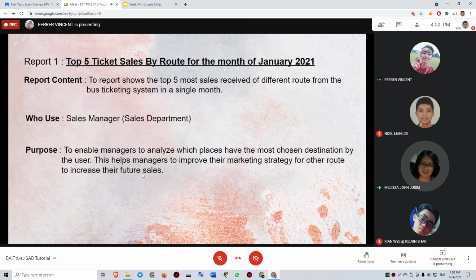Okay, one moment, yeah. So this is monthly, and you will show it by route. Example of a route like KK Kudat, right? Yeah. So it will list the top 5 routes in terms of sales. And the purpose is for the manager to analyze which places are the most chosen destination. Okay, next report.